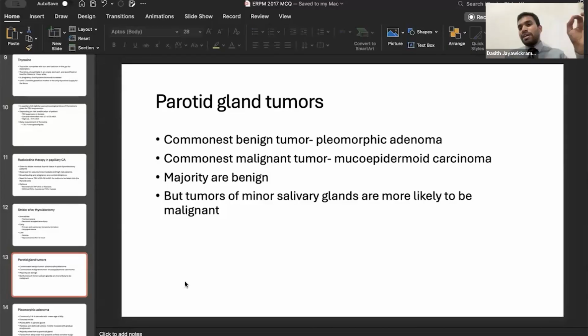Okay, so cancers in the minor salivary glands are more likely to be malignant, but the tumors in the major salivary glands are more often benign than malignant. Malignant is a little bit less common than a benign condition. Okay. So most common is pleomorphic adenoma. Is it correct? Yes, it is the most common. So enucleation is the treatment for pleomorphic adenoma.